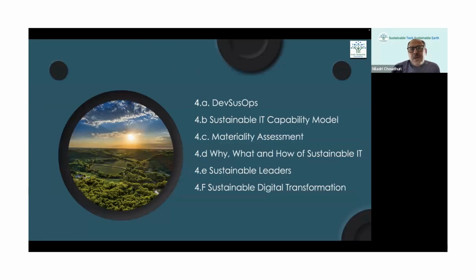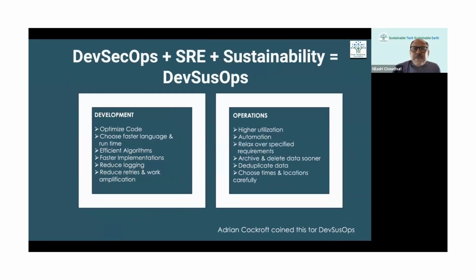So let us go to the last one, which is we will talk about DevSusOps, sustainable IT capability model, materiality assessment, why, what, and how of sustainable IT, sustainable leaders, and sustainable digital transformation. So the point is, if you look at DevSecOps, if you look at SRE, value stream management, if we can work all of these together, if you see the objectives, it is the same.